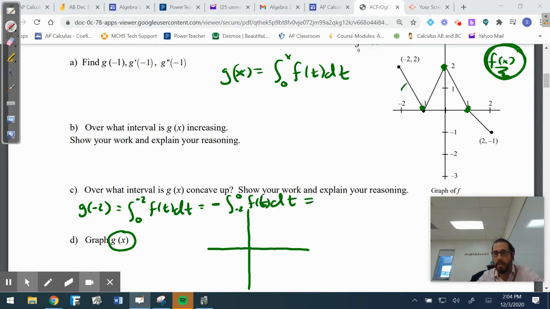And -2 to 0 would be that, would be that. Oh, snap. What the heck? That would be a 1, that would be a 1, so it'd be -1 plus 1, which would be -2. So that means g of -2 is equal to -2. So here we go, let's graph that. So it's there. Why do I pick that point? Because it's an endpoint.